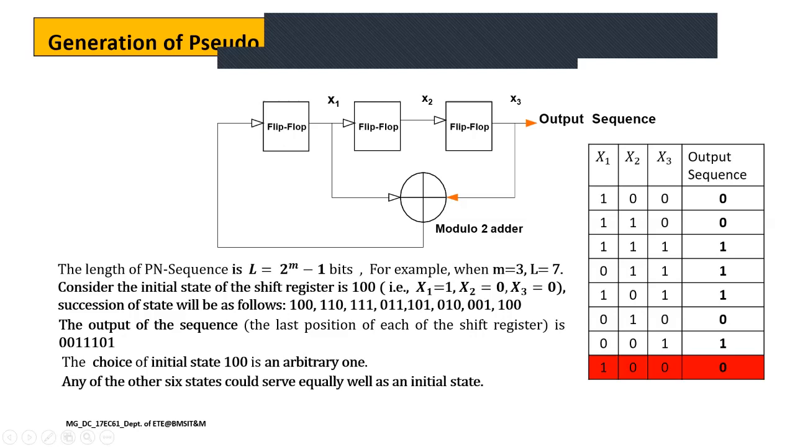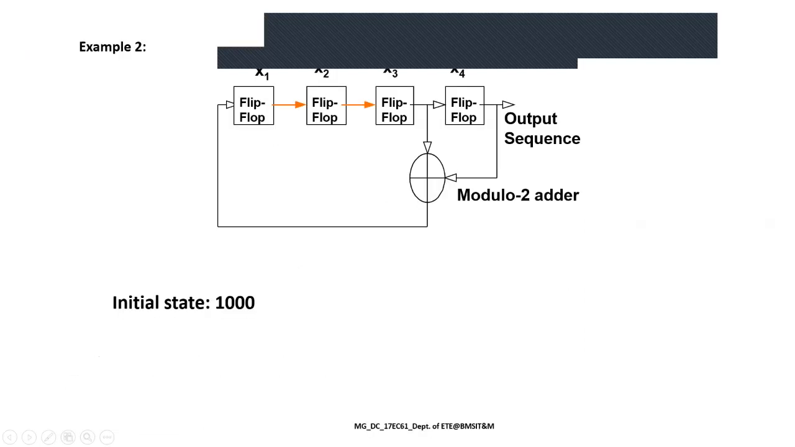So like that it continues till the initial state repeats. After 7 states, the first state is repeating, so that sequence will repeat. Now I think you can take this as an example and do it by yourself.